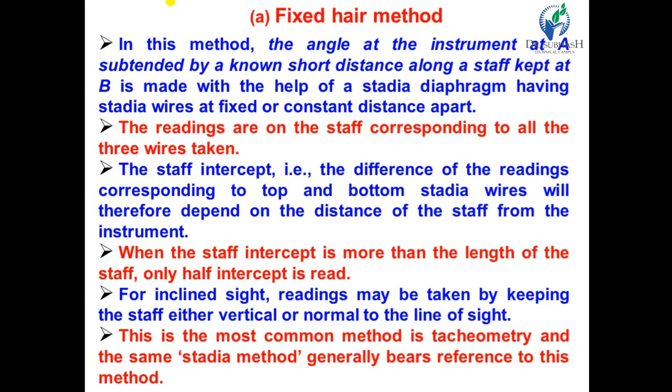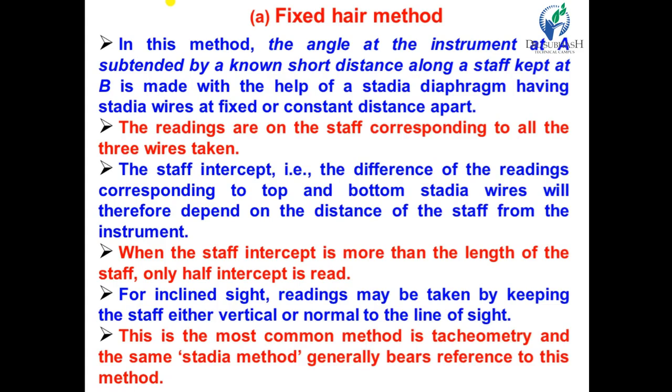Now we are moving to the fixed hair method. In this method, the angle at instrument A subtended by a known short distance along the staff kept at B is made with the help of a stadia diaphragm having stadia wires at a fixed or constant distance apart. The readings on the staff corresponding to all three wires are taken.